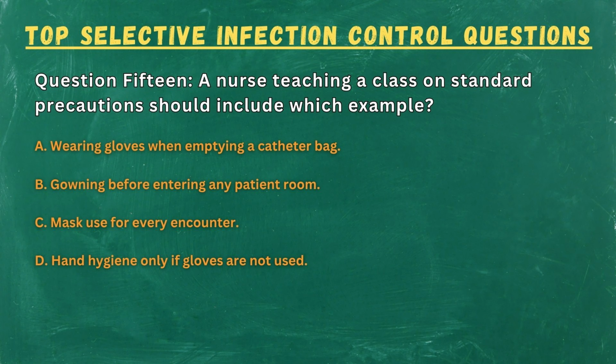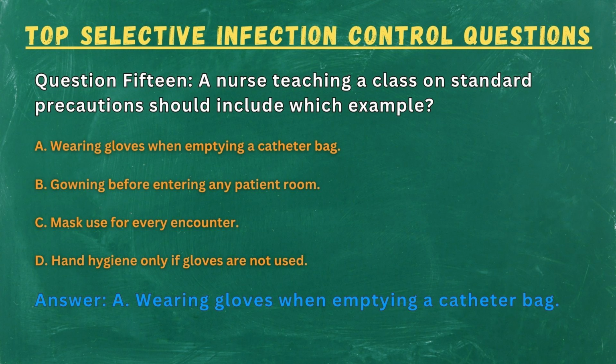Question 15. A nurse teaching a class on standard precautions should include which example? A. Wearing gloves when emptying a catheter bag. B. Gowning before entering any patient room. C. Mask use for every encounter. D. Hand hygiene only if gloves are not used. Answer: A. Wearing gloves when emptying a catheter bag.